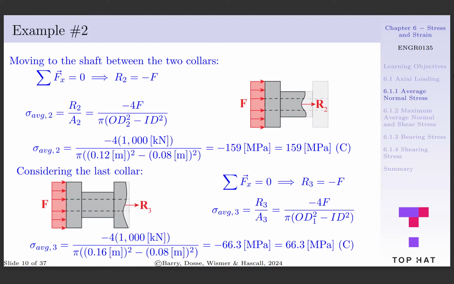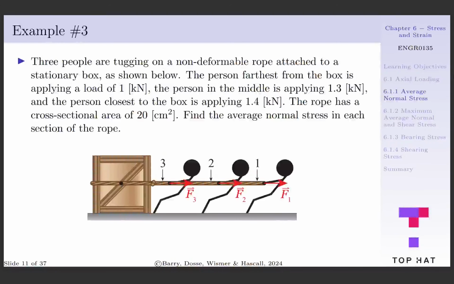Note that for this problem, the average normal stress in components 1 and 3 is the same because they're experiencing the same force and have the same cross-sectional area. The average normal stress in component 2, however, is higher. Although it experiences the same force as components 1 and 3, it has a smaller cross-sectional area, and thus the stress generated is higher.